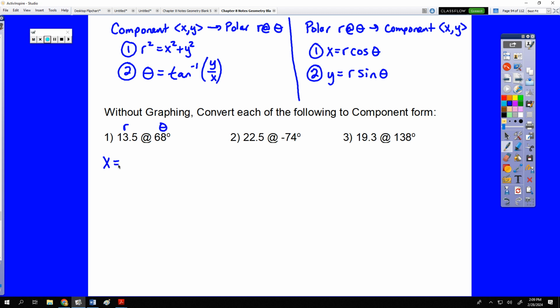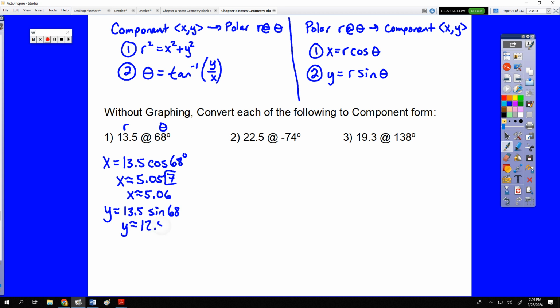All we need to do is figure out our x by doing 13.5 times the cosine of 68 degrees. And we're going to round that to the nearest hundredth. So we get 5.057, so we're going to call that about 5.06. And we're going to do y equals 13.5 times the sine of our theta, 68 degrees. Same deal, we're going to round that to the nearest hundredth, 12.516. So y is about 12.52. Then we write it in vector form. We need these triangular brackets to indicate that it is a vector: 5.06, 12.52.